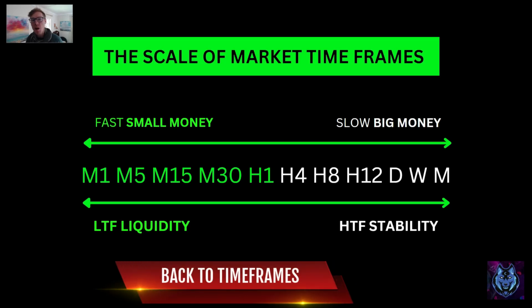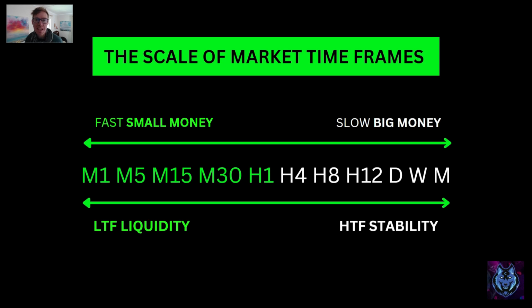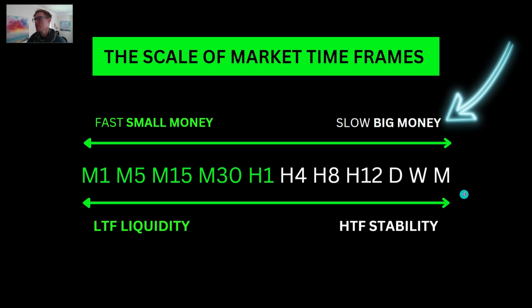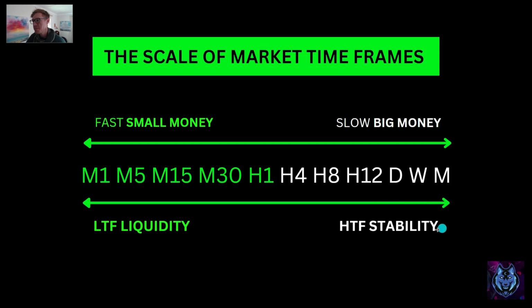The scale of market time frames works like this. You have the slow big money, and they trade on the higher time frames. The monthly, the weekly, the daily, the 12-hour, the 8-hour, the 4-hour. This is your higher time frame stability in the market. This is what helps you accurately predict the movement of the markets. And then you have the fast small money, which is the 1 hour, 30 minutes, 15, 5, and 1 minute. This is the lower time frame liquidity. Each one of these time frames consists of a different kind of time frame trader, which I will share with you now.